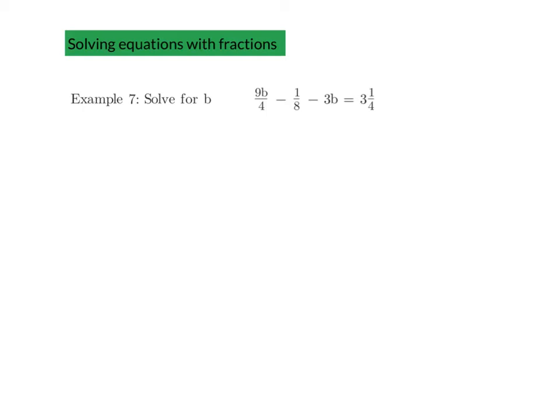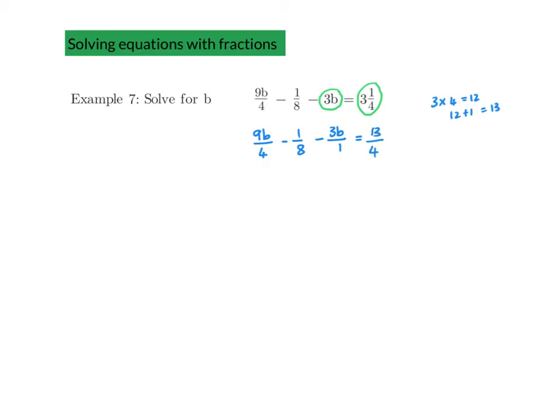Let's go a little bit harder. Now, in this equation, I'm solving for b, but also there are two sections that are problematic. The negative 3b is not a fraction, and 3 1/4 is a mixed number. So let's start by writing everything as a fraction, and 3 1/4 I'm going to write as an improper fraction. The way I work out the numerator is 3 times 4 plus 1. I get 13 out of 4.